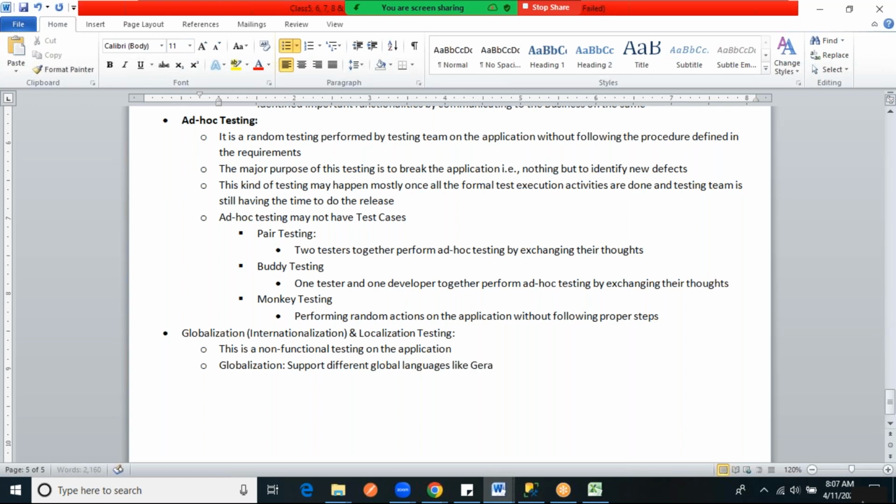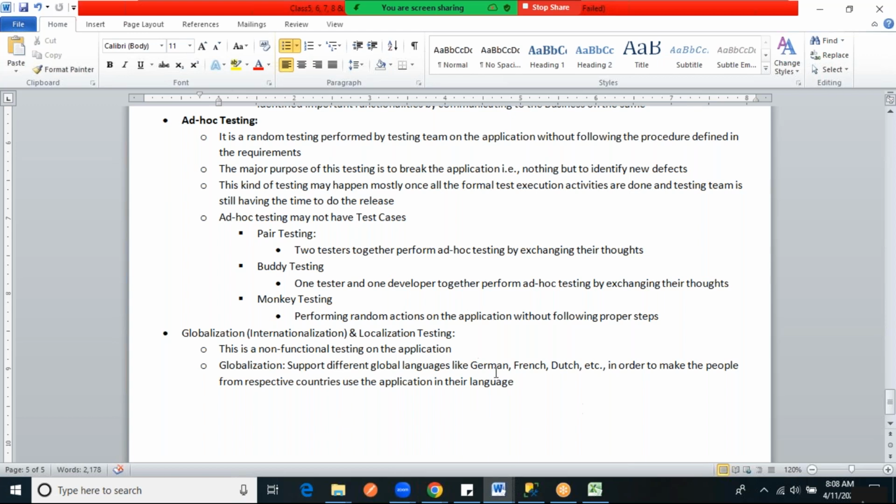Different global languages like German, French, Dutch, etc., in order to make the people from the respective countries use the application in their language. Why do you need to support this?